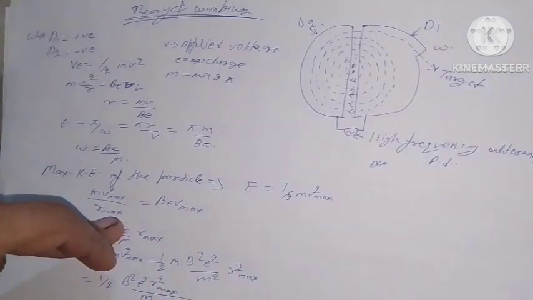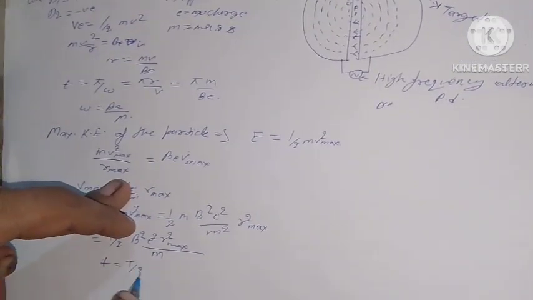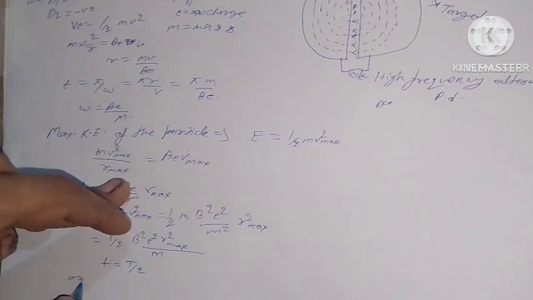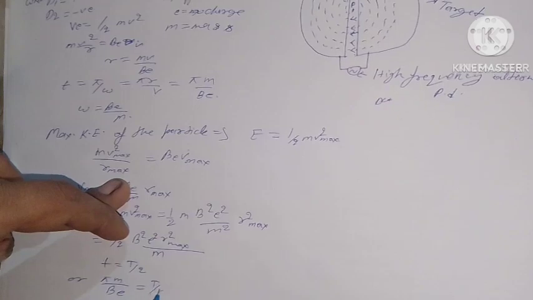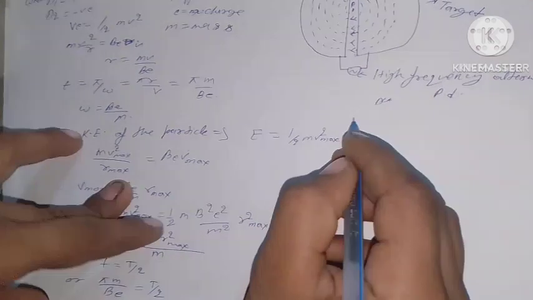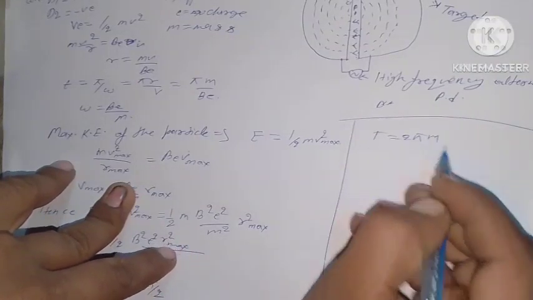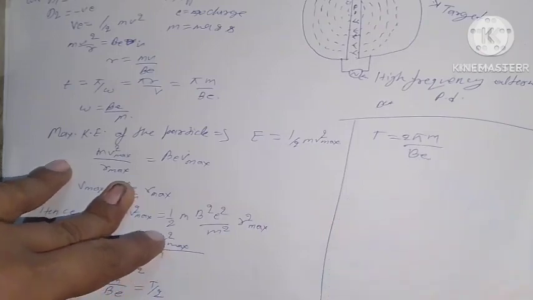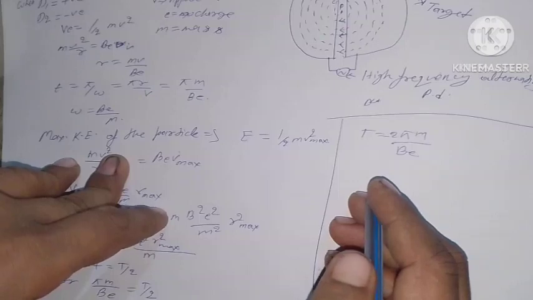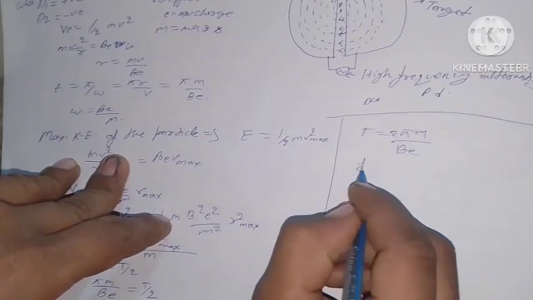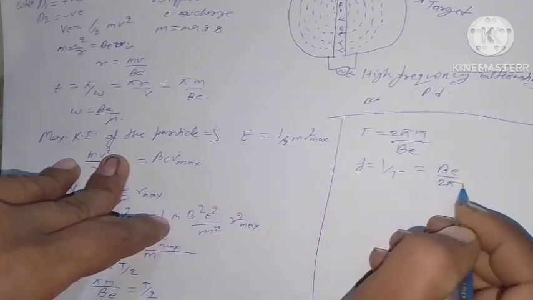Then t equal to capital T by 2, so pi m by Be equal to capital T by 2. Then T equal to 2 pi m upon Be. If f is the frequency of the oscillating electric field, then f equal to 1 by T equal to Be by 2 pi m.